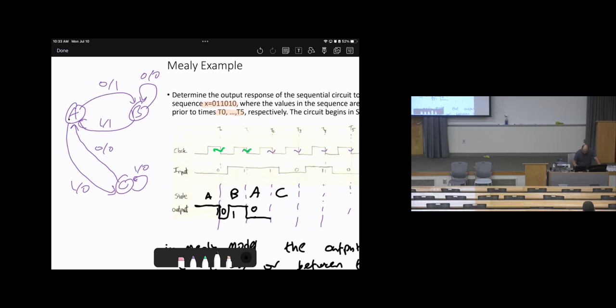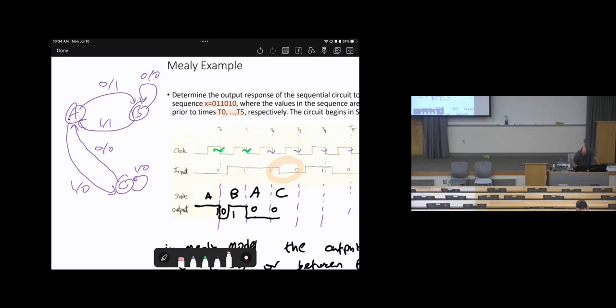Now, with C, the input is 1. Here is C, the input is 1, the output is 0. So the output will remain 0 even though the input is 1. Now, is there any mid-cycle change? Yes, there is a mid-cycle change here. So the input will be 0.